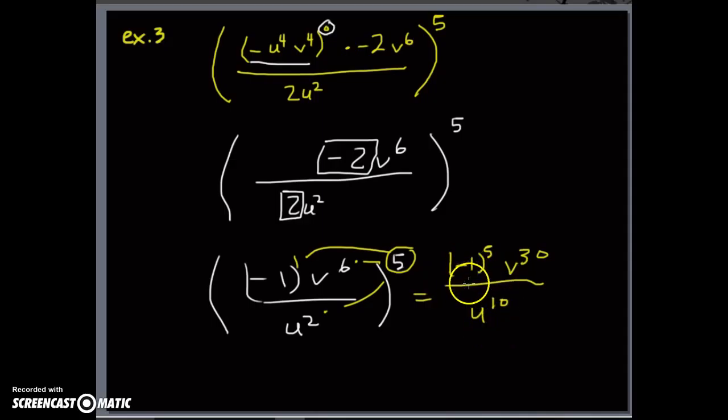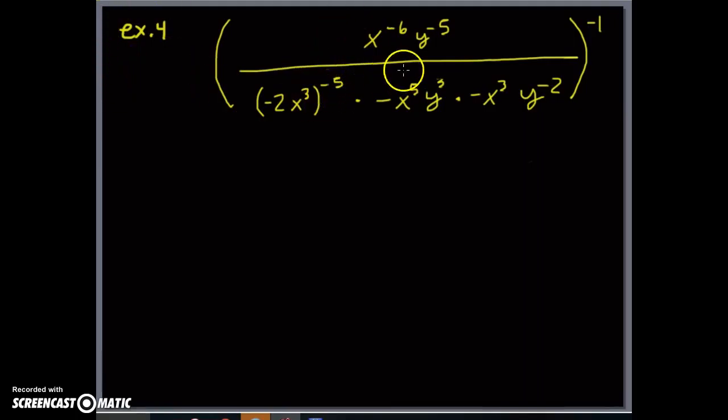Last little part is to take negative 1 to the 5th power, a negative base to an odd exponent. We know it's going to be a negative number, and negative 1 times itself 5 times is just 1, so we know it's just negative 1. Don't need to write the 1, so our final answer can be written as negative v to the 30th divided by u to the 10th.